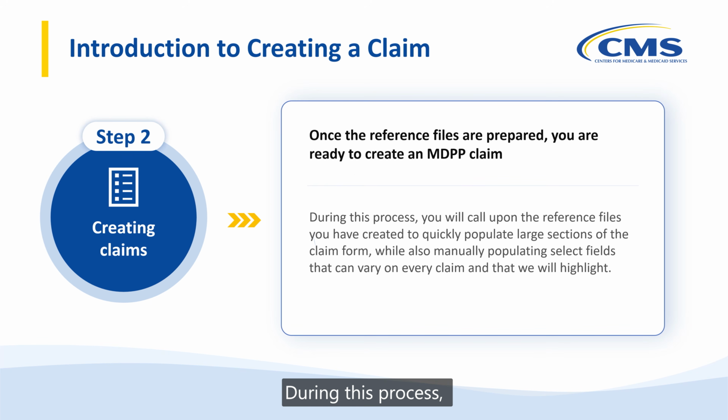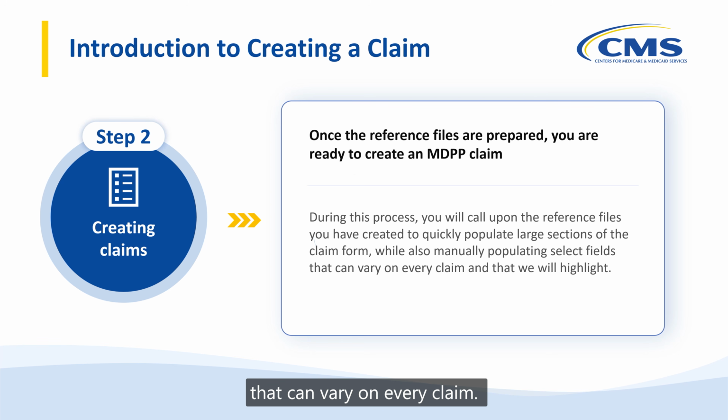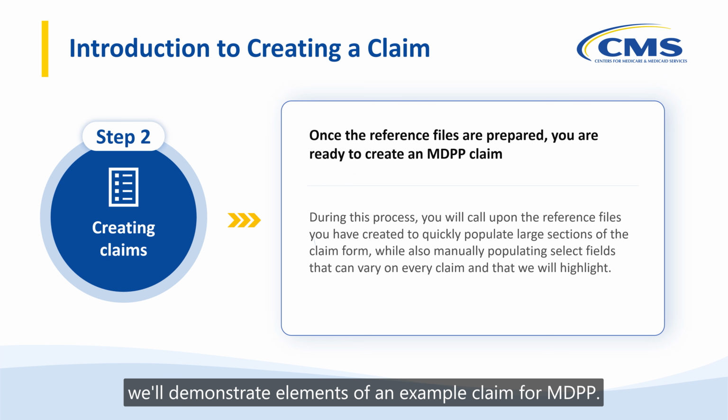During this process, you will call upon the reference files you have created to quickly populate large sections of the claim form, while also manually populating select fields that can vary on every claim. Once we've covered the basics on how to populate the claim form, we'll demonstrate elements of an example claim for MDPP.